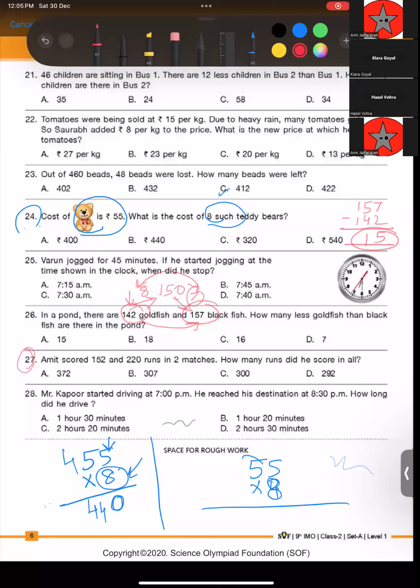Ma'am, 27A and 28A. Ma'am, it is easy. तो ऐड करके बताओ ना मुझे. 152 में 220 ऐड करना है. मेंटली ऐड करो. 352. Now see, if I do it mentally, here I see that there is a 2 and a 0.